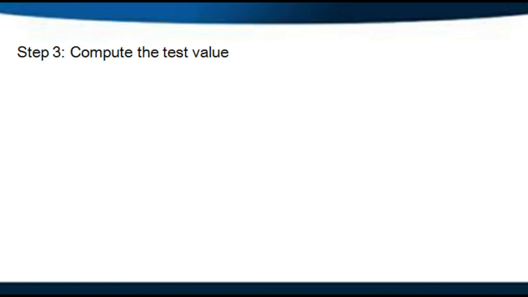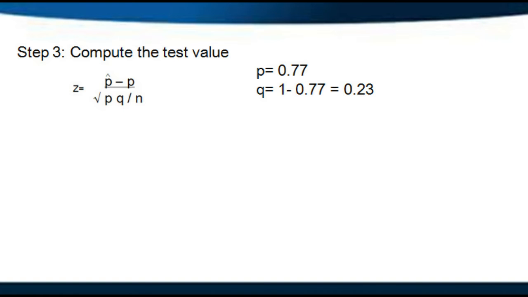We're still going to use the formula for the z-test for a proportion. Z is equal to p hat minus p over the square root of pq over n. First, we are going to identify the givens that we need. p should be 0.77 because of the 77% claim. And q will be the alternative of p, which is 1 minus 0.77, and that is 0.23. P hat is not stated in the problem, so we are going to solve for it.